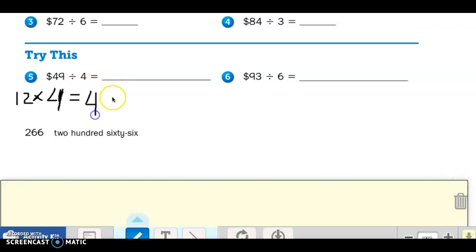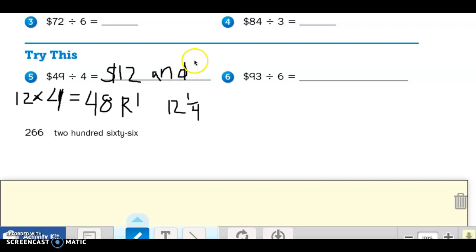Remember, that's when we have something left over. So we need the big R for remainder. How many more to get to 49? Remainder 1. So I know that we're going to have $12, and, well, we're dividing into 4 equal parts, so that would be 12 and 1 left over 4. So 12 and 1/4 dollars.